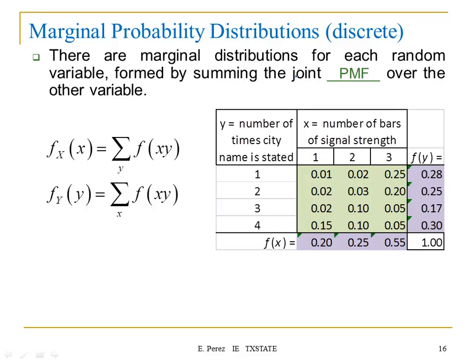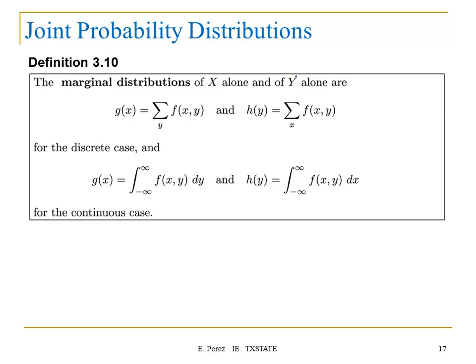What I have next is the definition: marginal distributions of x and y. For the discrete case, you have the summation with respect to y of the function of x, and the summation with respect to x for the variable y. Now, for the case in which you have continuous variables, you need to look at the integral. For the function of x, you integrate with respect to y. For the function of y, you integrate with respect to x. Okay?